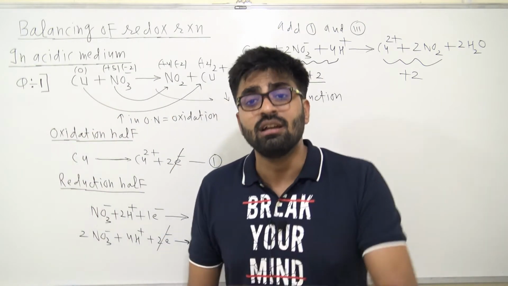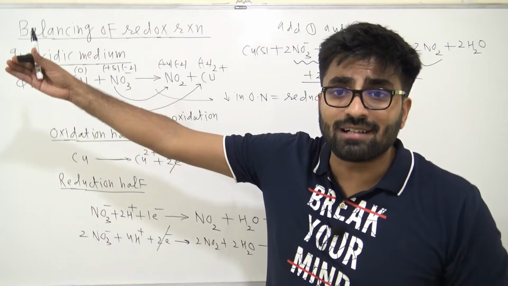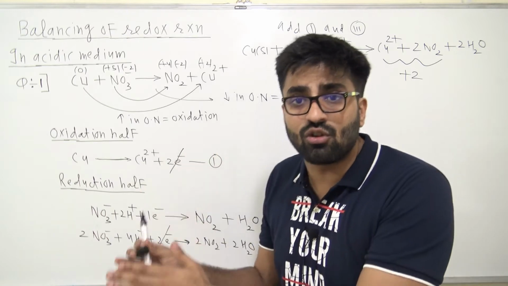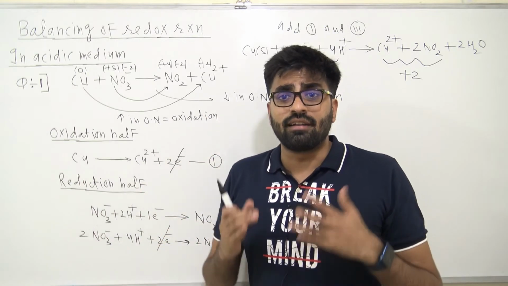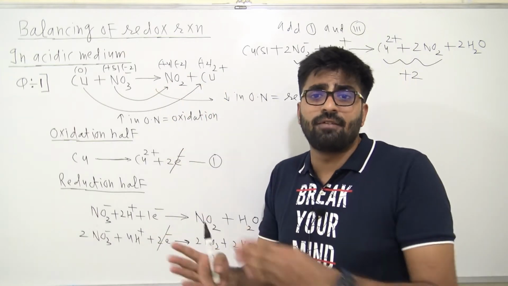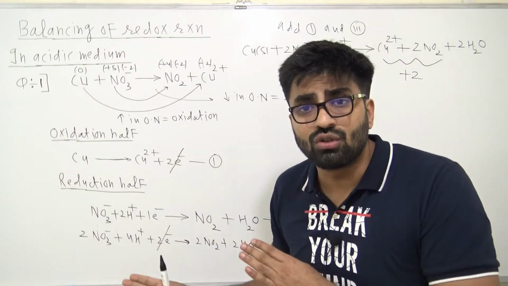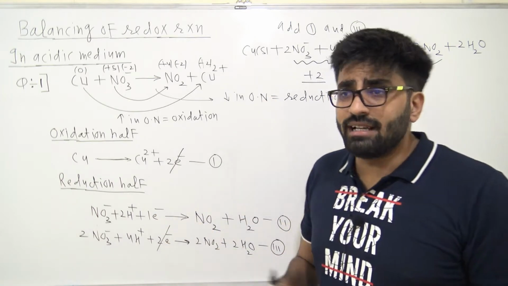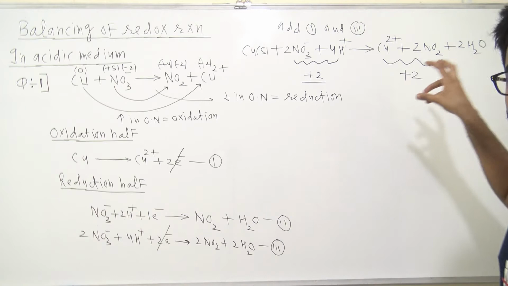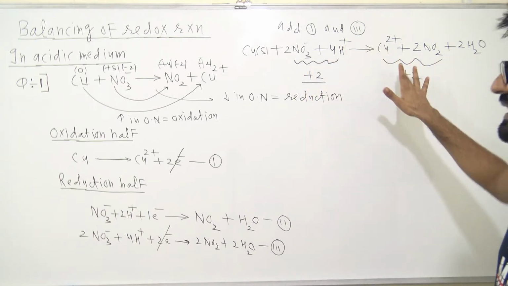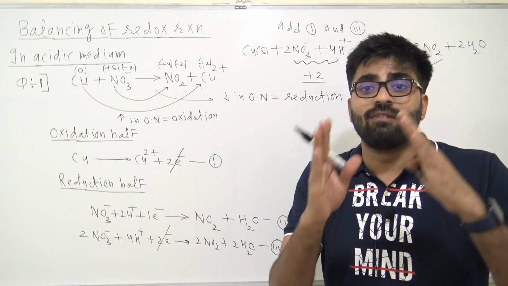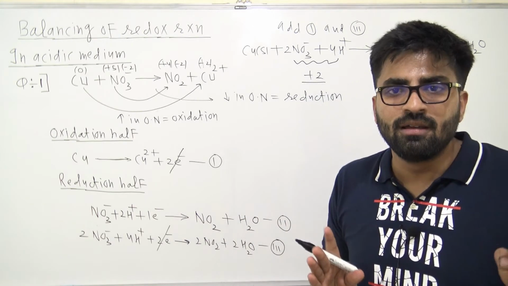If it is oxidation, we have to add electrons on the product side because oxidation is loss of electrons, and if it is reduction, we need to add electrons on the reactant side because reduction is gain of electrons. In the end, you add both the reactions in such a way that the electrons get cancelled out. So this is my final balanced redox reaction, and you can cross-check in the end by checking whether the charge is balanced or not, right guys?